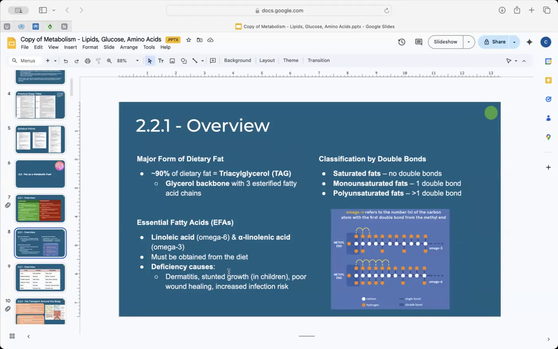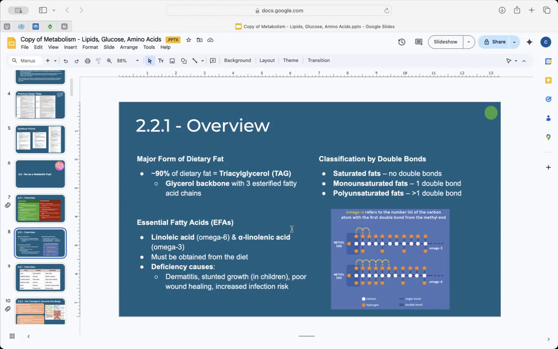Okay, cool. And then in terms of essential fatty acids, we've got linoleic acid, or omega-6, and alpha-linolenic acid, which is omega-3, and they must be obtained from the diet. So you'll see a lot of these sorts of things in metabolism, so essential and non-essential.